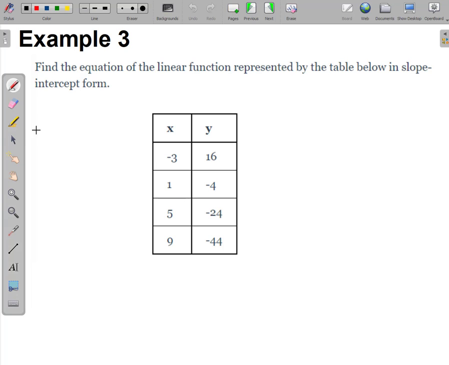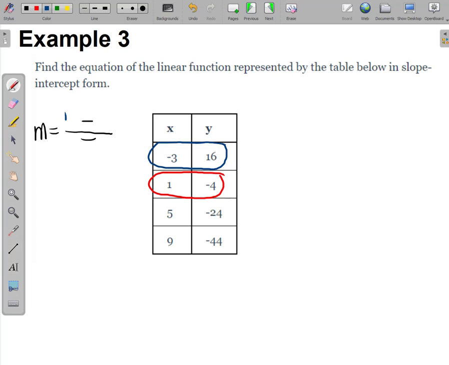So the first thing I need to do, just like I did in the last one, is find my m value to begin. I'm going to use color coding. I'm going to look for the easiest points. Now, here's the deal. That's a negative 3 and 16. I'm going to leave that out because I actually think this is the easiest point. But then 5 and negative 24. I actually do think that negative 3 and 16 is a little bit easier than 5 and negative 24. But again, to make a long story short, choose the points you like.